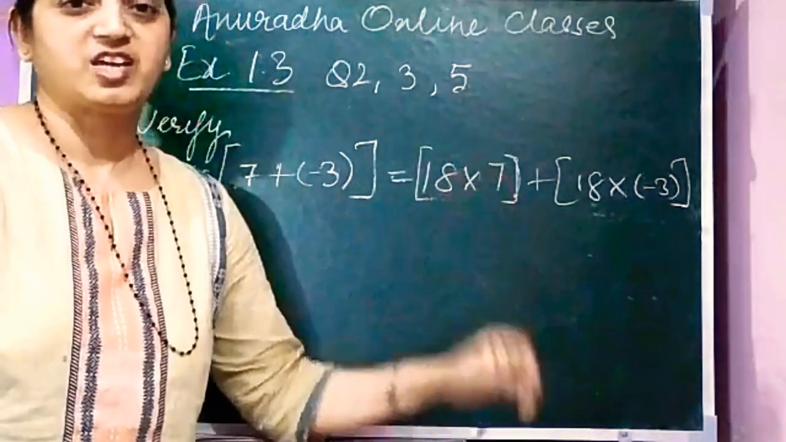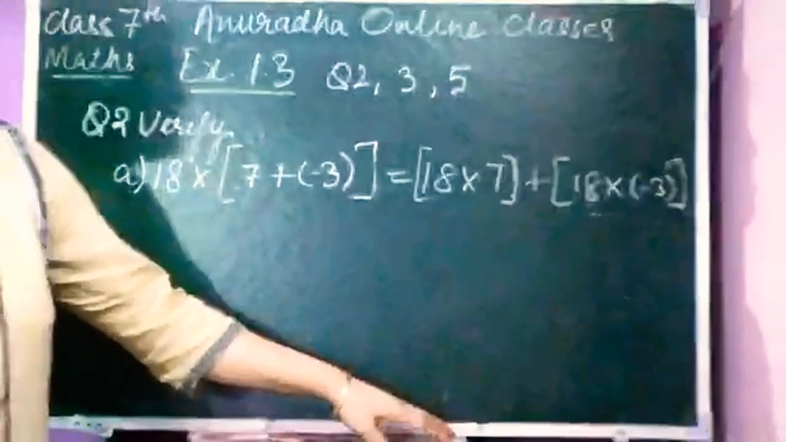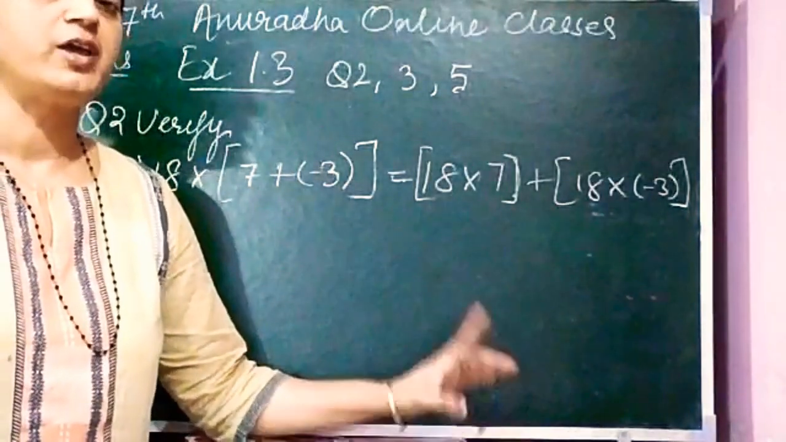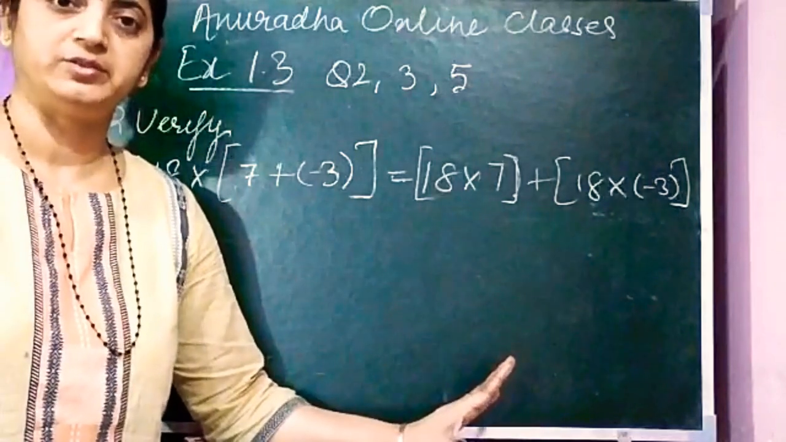Today I am taking class 7th Maths exercise 1.3. First question is very simple. You can do it by yourself by using the rules for integers. Okay, the multiplication product rules I told you earlier.